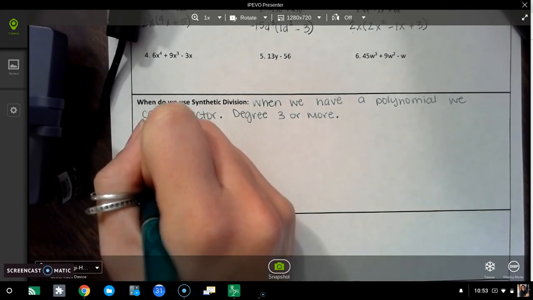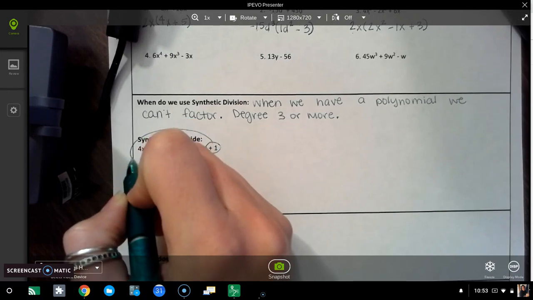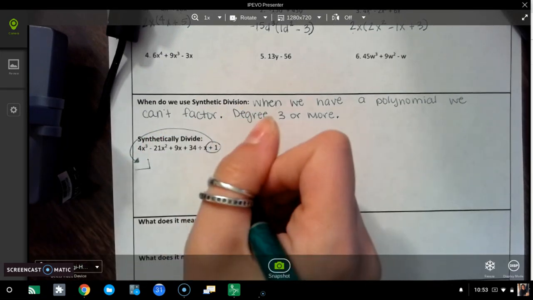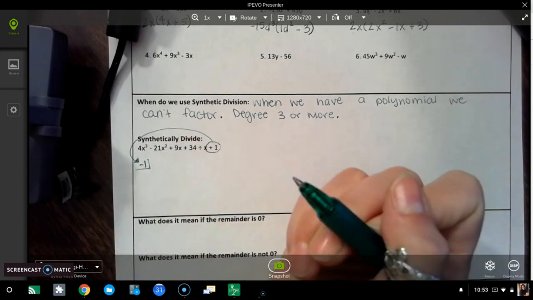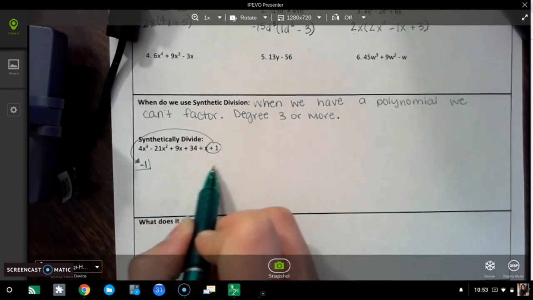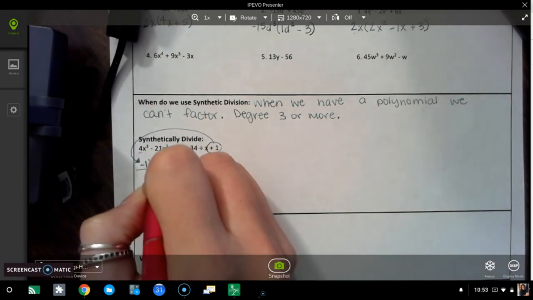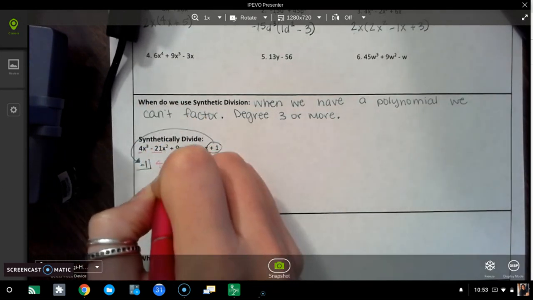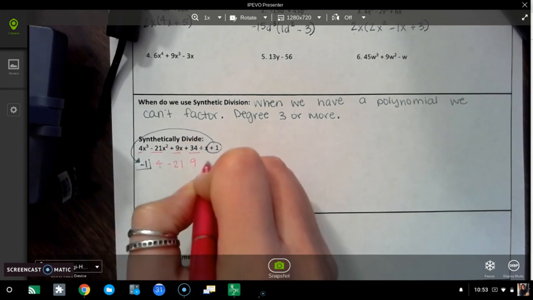So we have a box right here, and this guy goes in this box as the opposite, because we're just taking that 0, that x-intercept, into it. So negative 1. And then we write our coefficients down here. So we have our coefficient of 4, negative 21, positive 9, and positive 34.